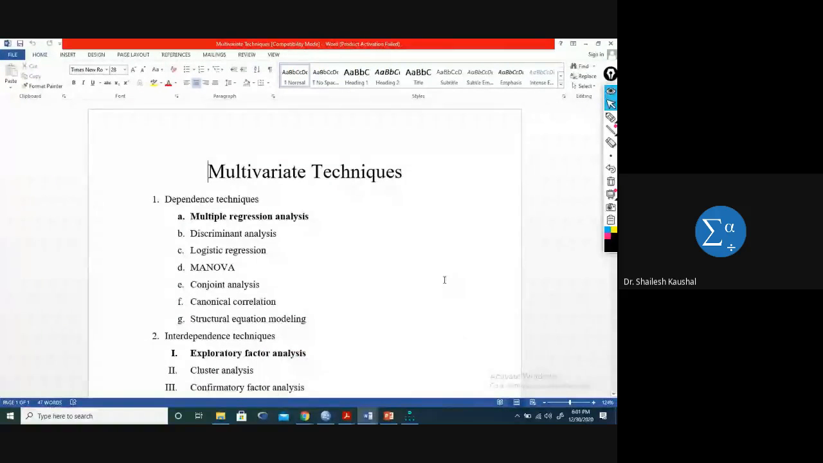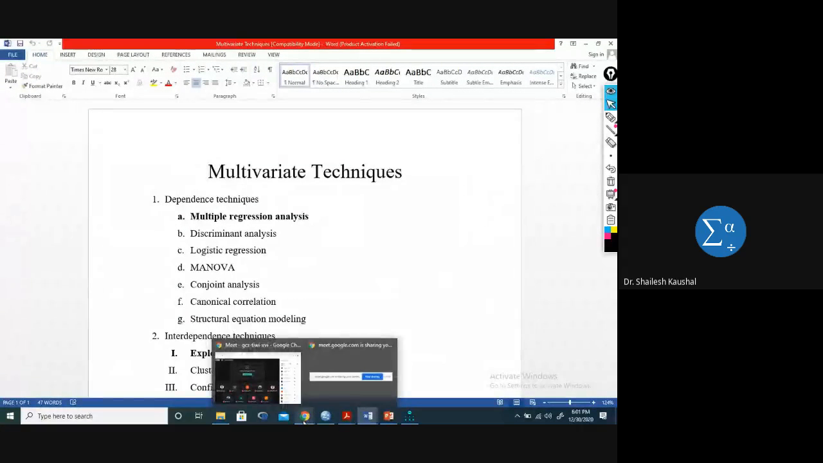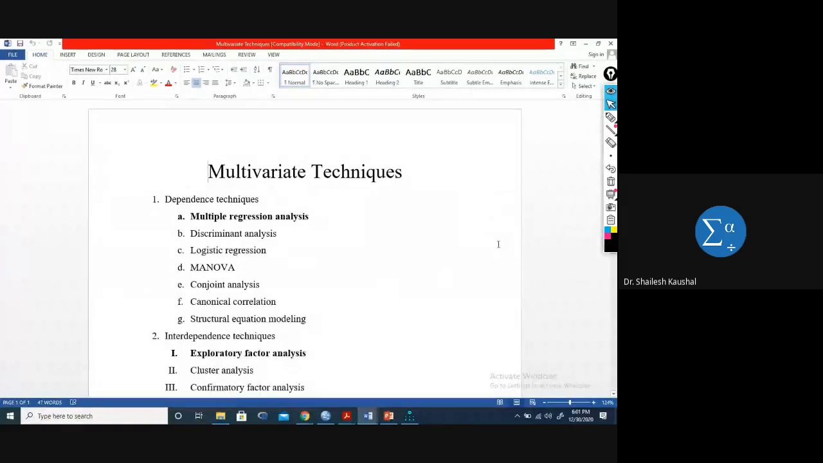This is a multivariate technique. Is it visible to all? Can you see this slide? Yes, sir. Okay. Thank you.